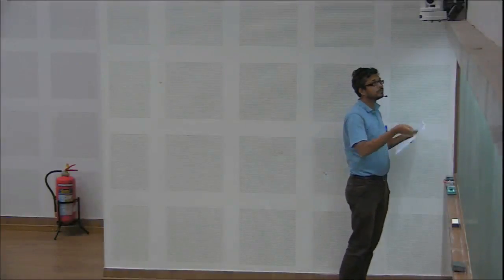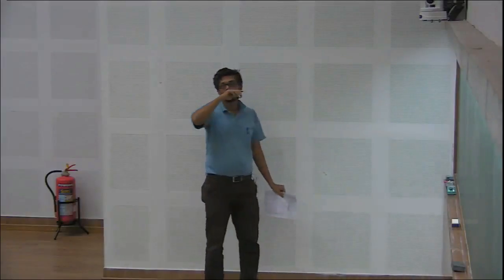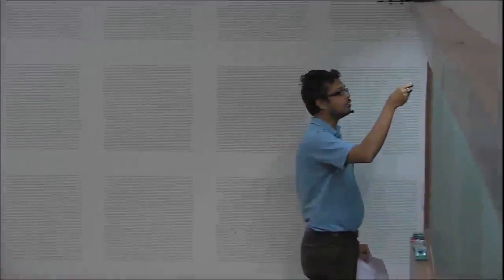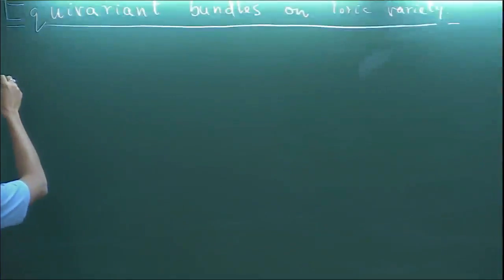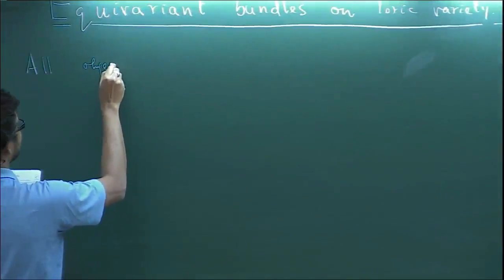As the title suggests, I will talk about equivariant bundles and toric varieties. So first we have to fix the notations. I'll start with a very quick notation. All my objects are over complex numbers.